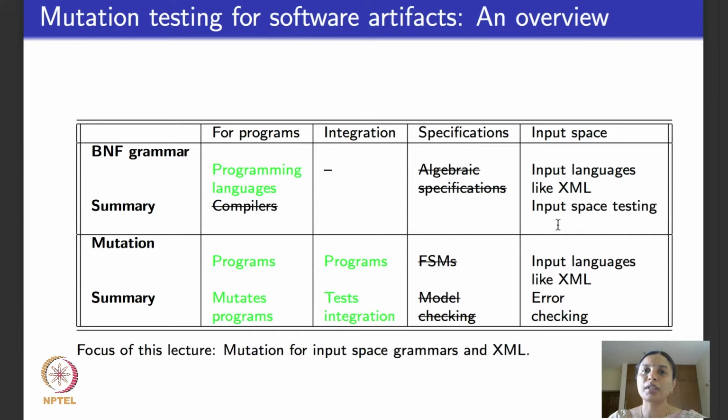I told you that next we will do what is called input space partitioning based mutation with XML as one case study, where I generate mutation based on grammars of input spaces, specifically for grammars of XML formats for inputs in many languages. So that will be the focus of this lecture, and as we continue to say, the ones that are struck out we will not do because it's slightly outside the focus of this course.